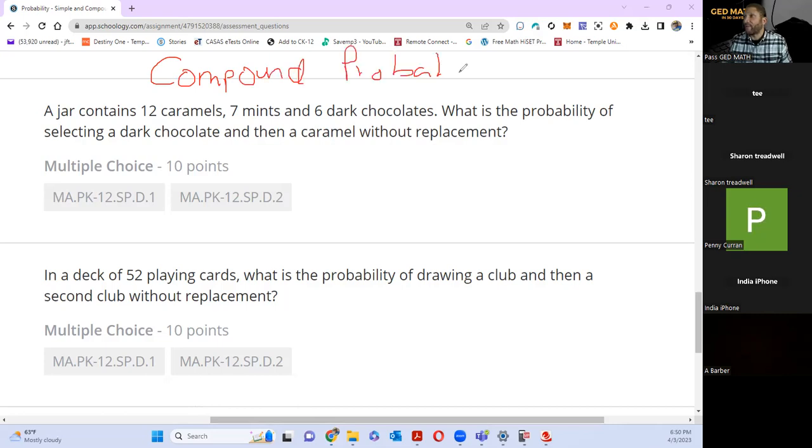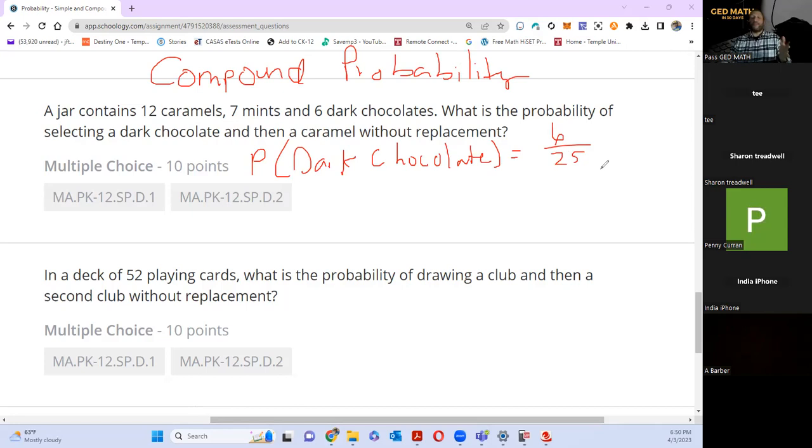Now I got to find out the simple probability of each one. The probability of picking a dark chocolate. So how many dark chocolates do I have? You got 6. How many total do I have? 25. So the probability of picking a dark chocolate is 6 out of 25. Can I reduce that anymore? No. So that's my first event.